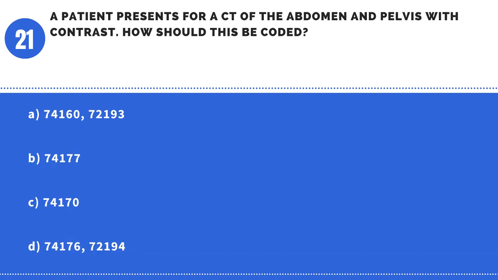Question 21. A patient presents for a CT of the abdomen and pelvis with contrast. How should this be coded? A. 74160, 72193. B. 74177. C. 74170. D. 74176, 72194.